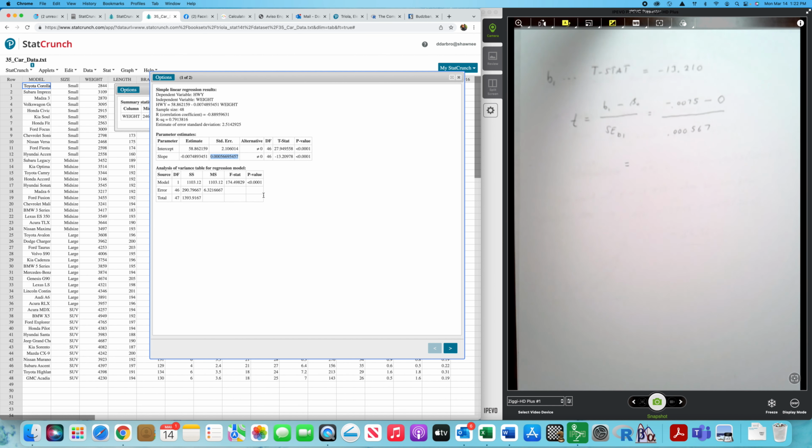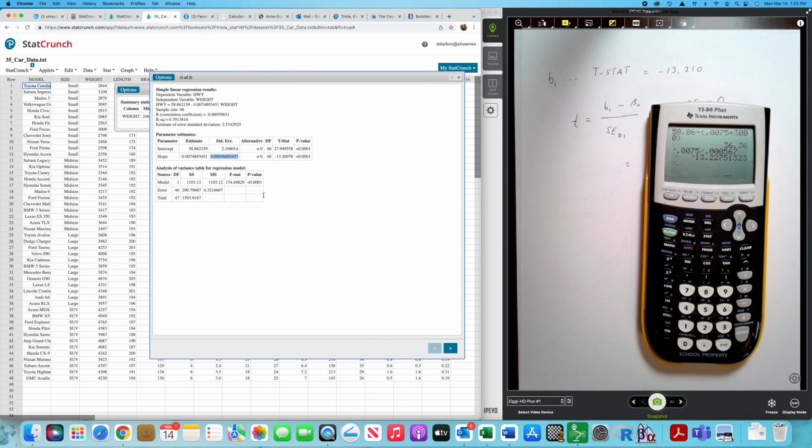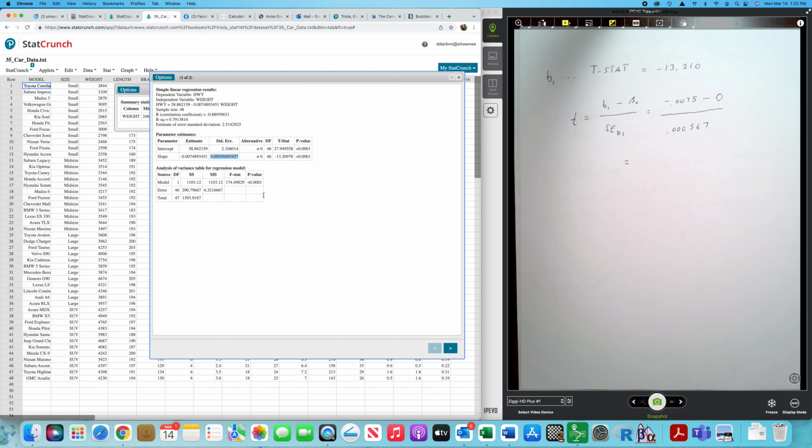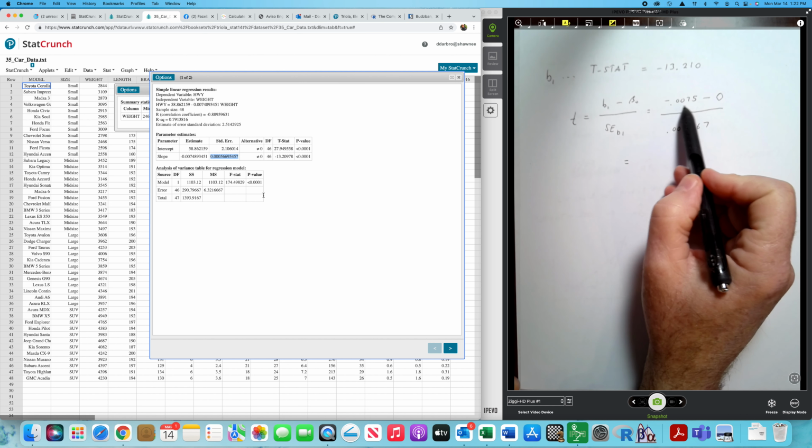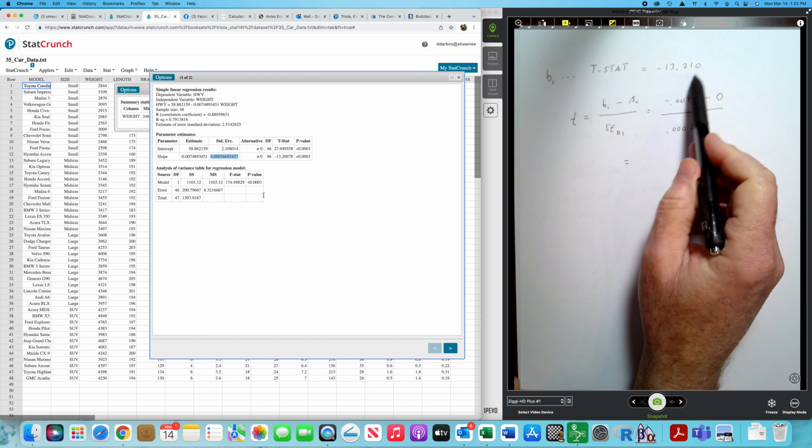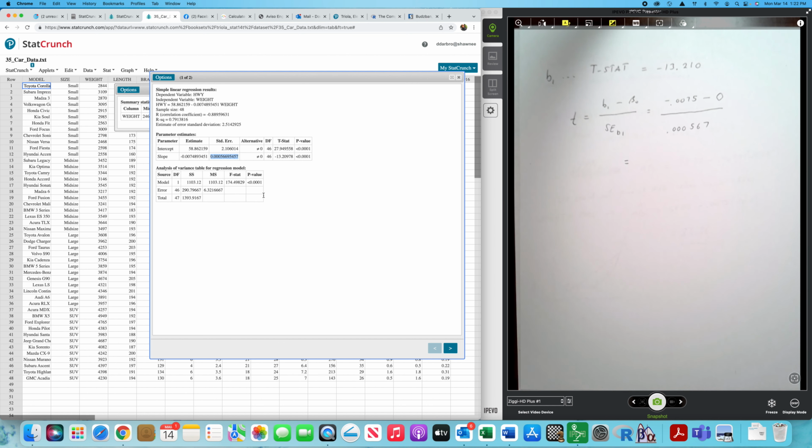Now, if we put that in our calculator, this will get negative 13.22, actually 23. So we're off just a little bit. Well, we're off because of rounding. If I had taken this out to 7 or 8 digits and this out to 9 or 10 digits, then I would get more of an exact value for the test statistic. And the same thing for the intercept. Take the estimate minus 0 divided by the standard error, and that will give us the test statistic.